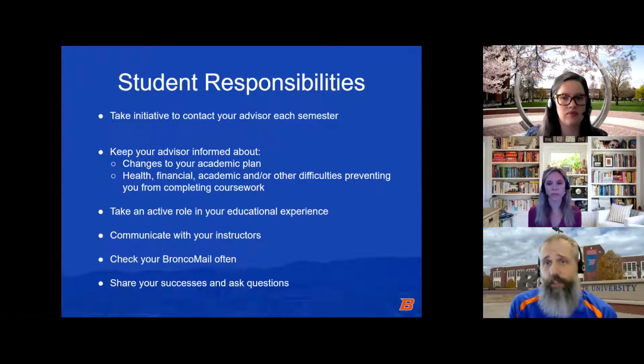Like I said, we do send out a lot of reminders about things. So you'll probably get emails every semester when it's time to start talking about the next set of classes, but it's still going to be your responsibility to actually make that appointment or respond to our email so that we can get that ball rolling for the next semester.